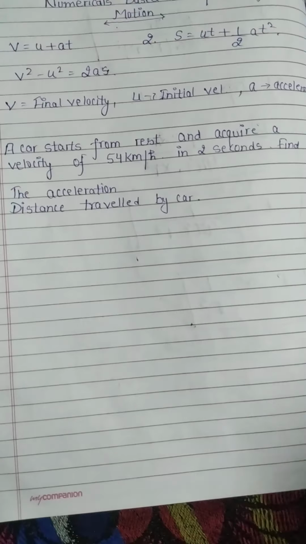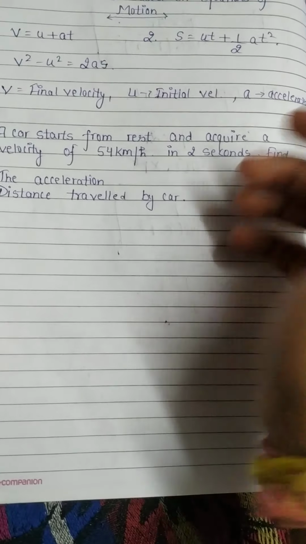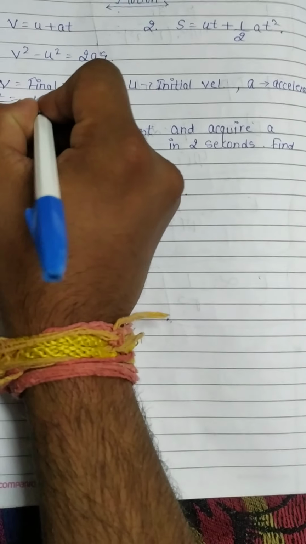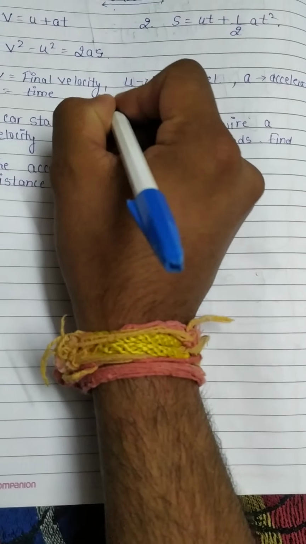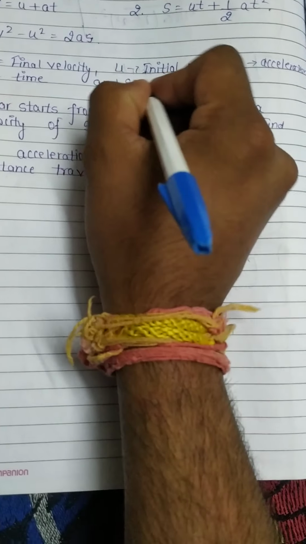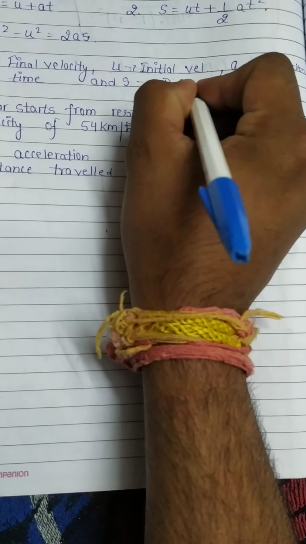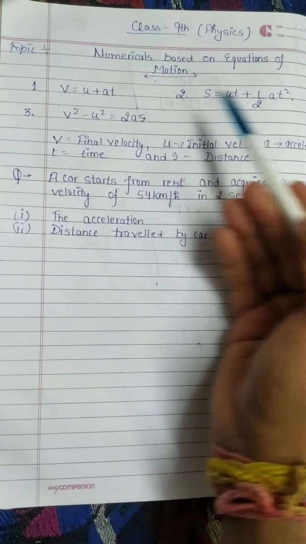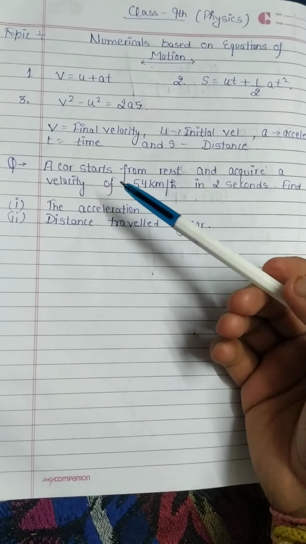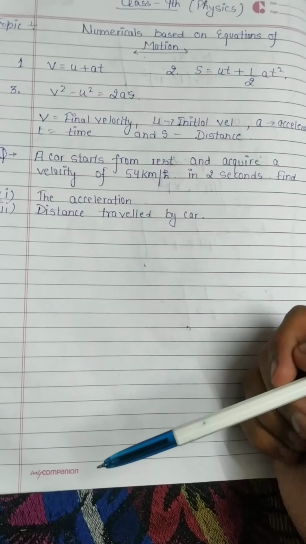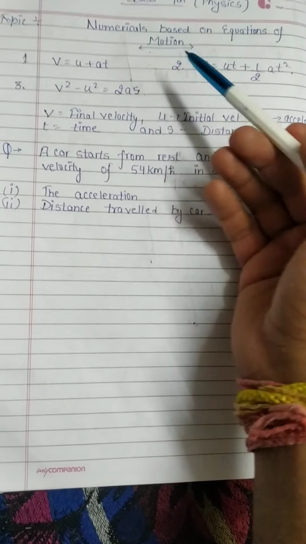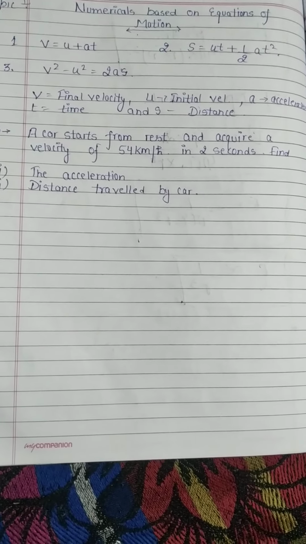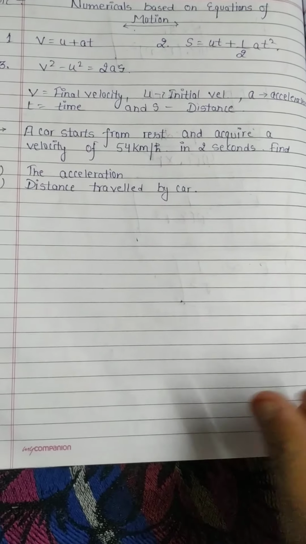and acceleration, we know that the rate of change in velocity is acceleration. Also, t is your time, and here s is the symbol for distance. So these are the basic three equations of motion. Now the topic is numericals based on equations of motion. So if we know these three equations of motion, we can also solve numericals by using these three equations.